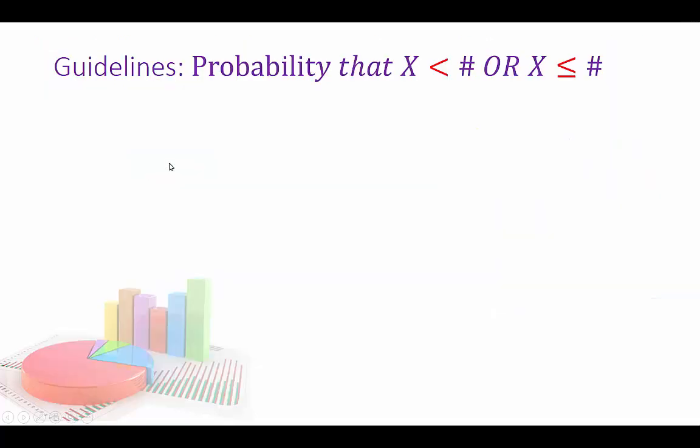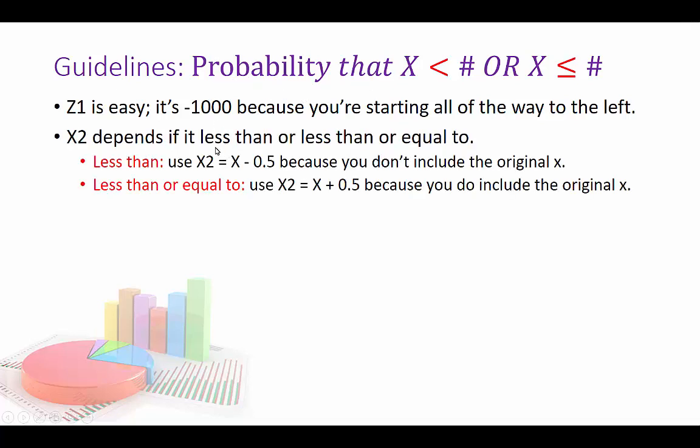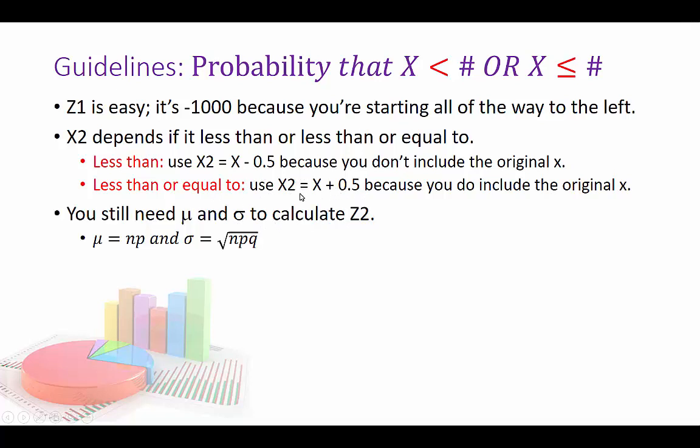So the guidelines for less than are pretty much the same. Now it's Z2 that's easy, and Z1 is easy because we're starting all the way to the left. X2 depends on whether it's less than or equal to. If it's less than, you want to start less than the box, right? If it's less than or equal to, you want to start a little right of the box so you include the original x. You still need mu and sigma so you can calculate Z2.